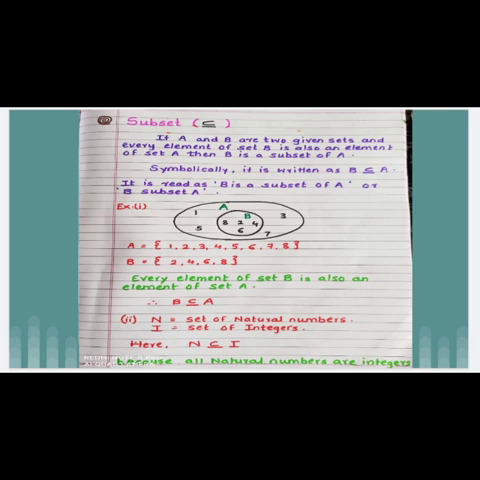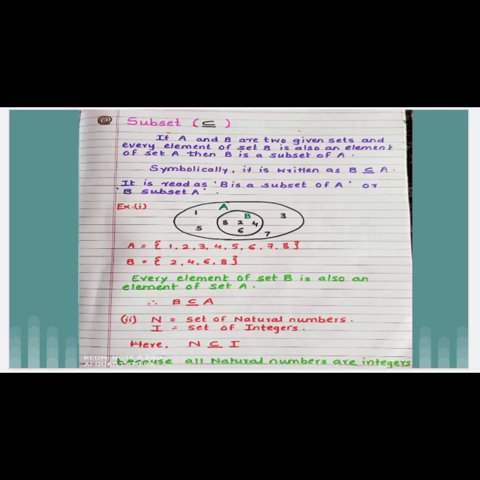Next topic is subset. Students, in brackets I draw the symbol which indicates subset. If A and B are two given sets and every element of set B is also an element of set A, then B is a subset of A. Symbolically, it is written as B ⊂ A. It is read as B is a subset of A, or B subset A.